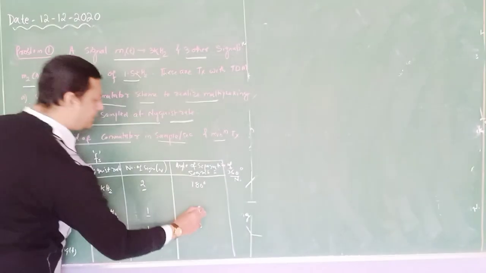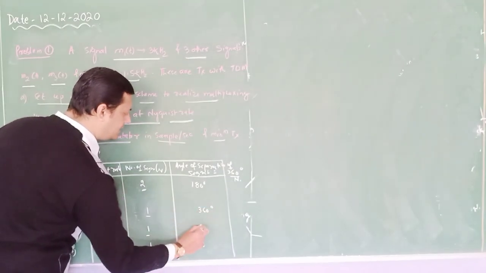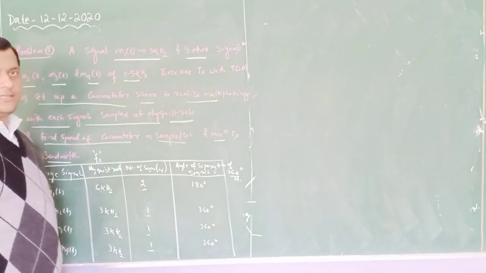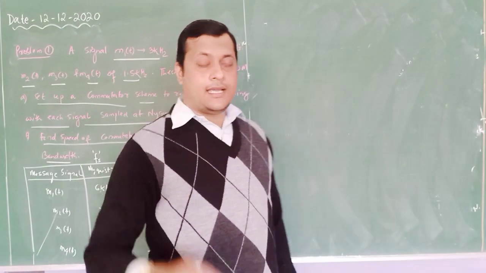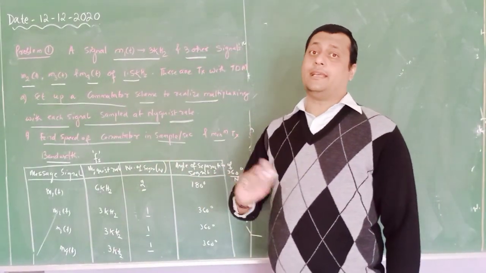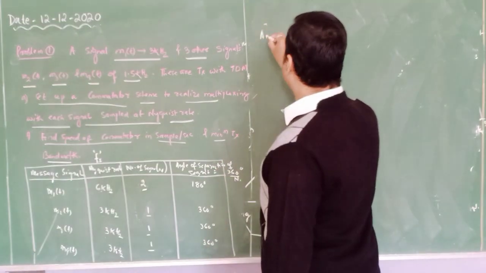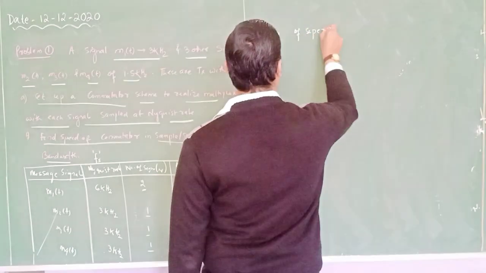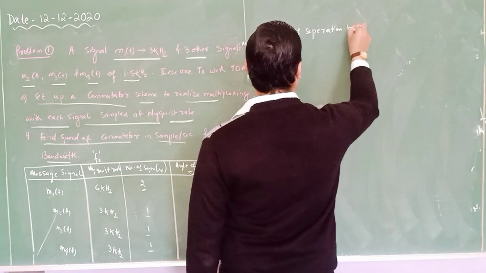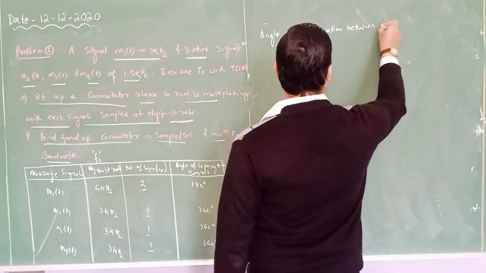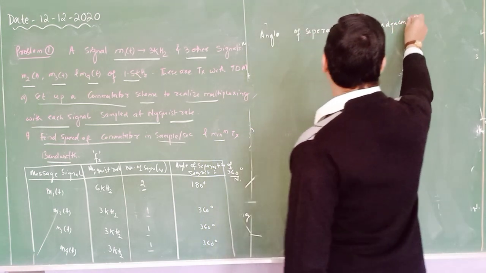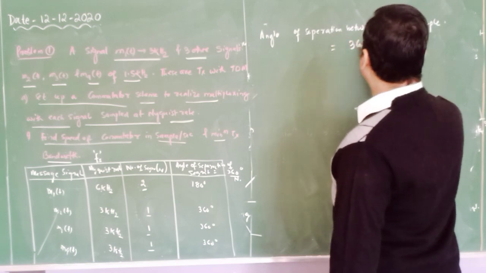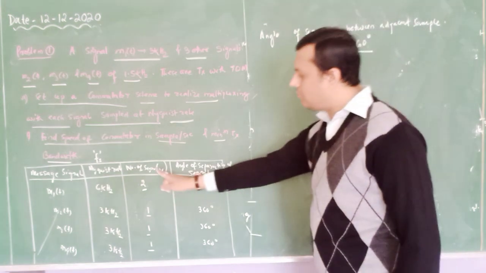Next, if it is 1, that means only one time it can be formed, that is 360. This is also 360 and this is also 360. Done. Now we need to represent the adjacent angle between the samples. So the angle of separation between adjacent samples, okay. So how much is it? 360 degrees divided by the total number of samples.